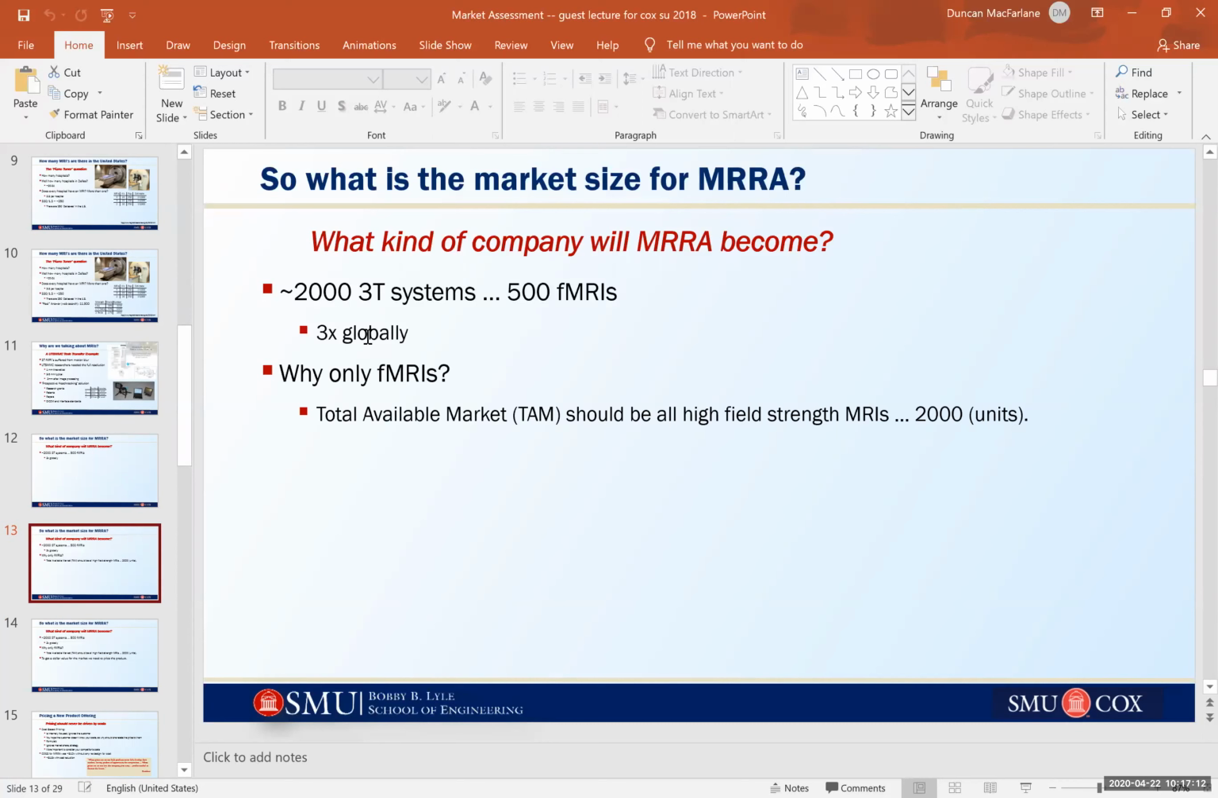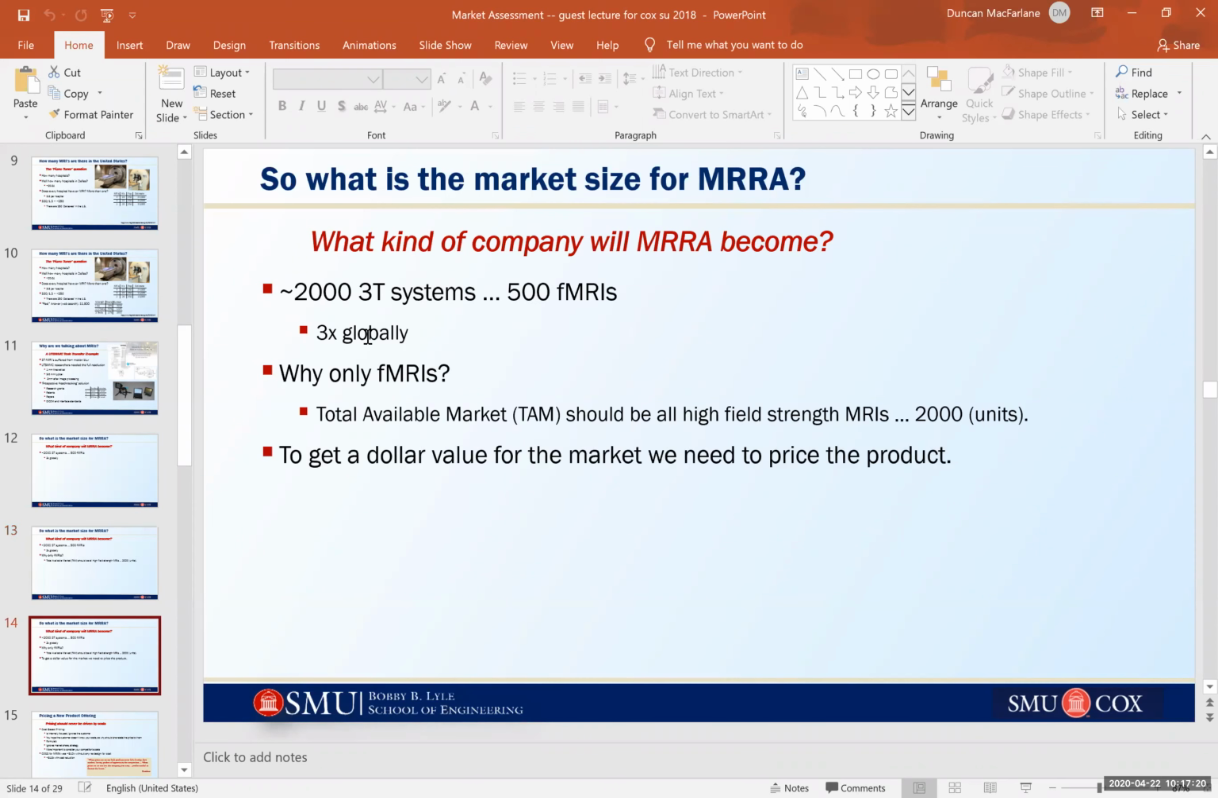Maybe you should say that the total available market, TAM, should be all the high field strength MRIs, like 2,000 units. Then to get a dollar value for the market, we need to start thinking about pricing the product.